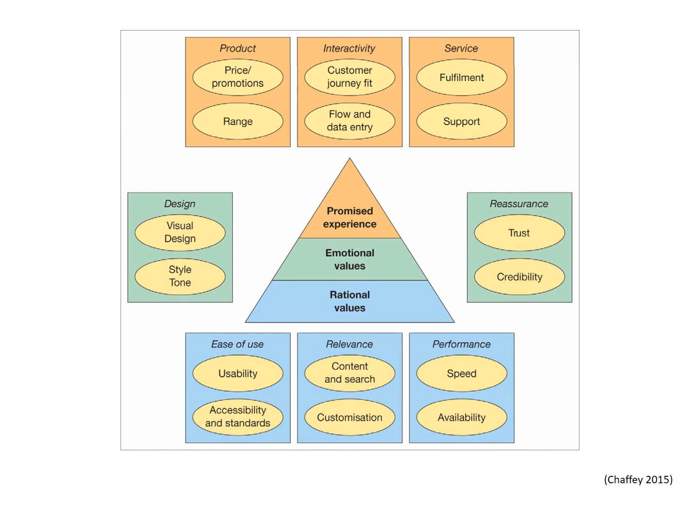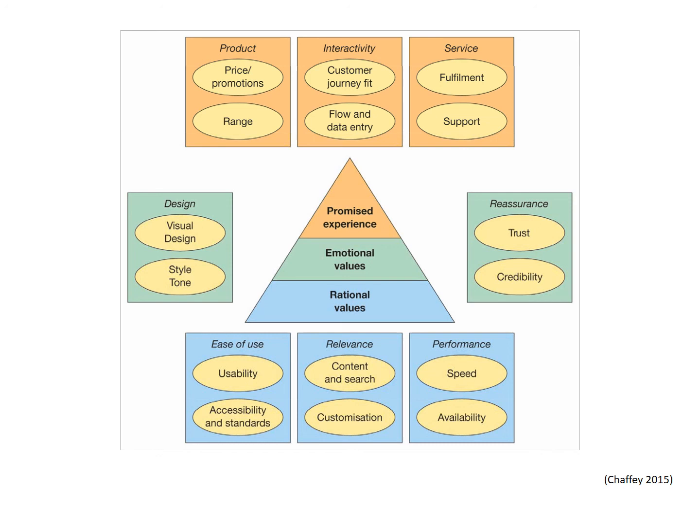So again, in terms of various models, we've got rational values, emotional values, and promised experience in terms of the customer. Okay, and this is what it comes down to. It comes down to promised experience. What do the customers expect? Emotional values. What are they trying to get from the site? Are they getting everything that they need to meet their emotional needs? And the rational values. Does it look rational? Does it meet their rational needs?